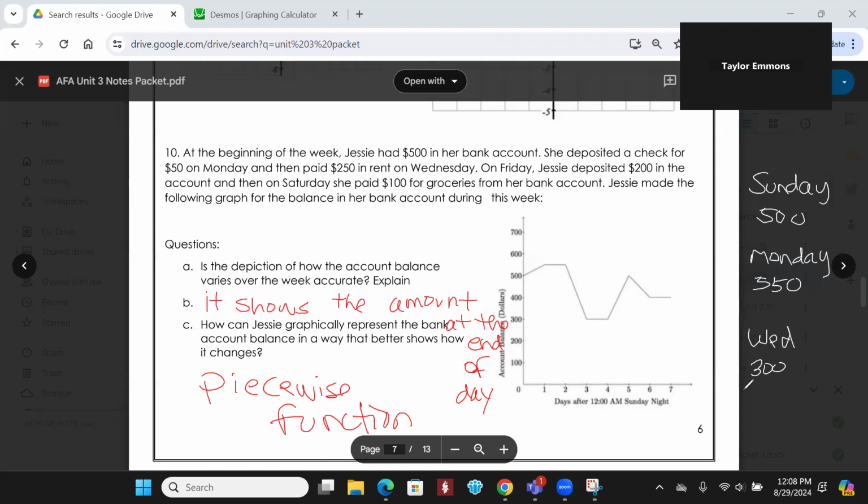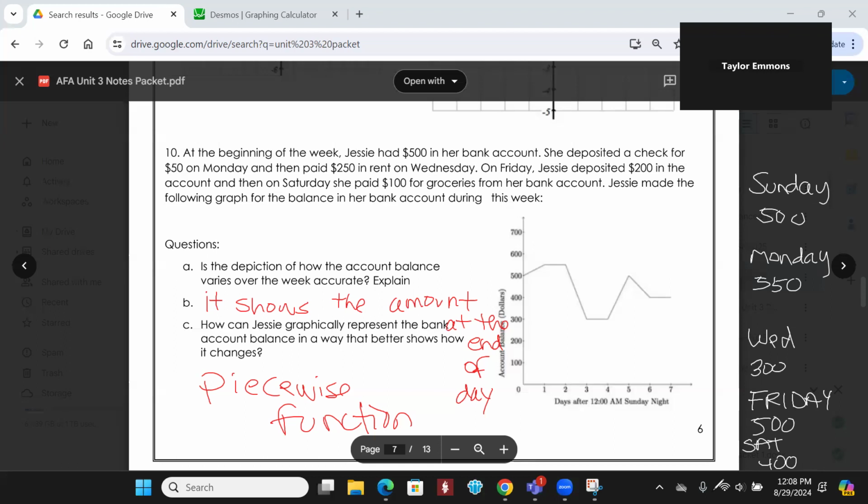Then she deposited $200 in her account on Friday, right? So she got more money on Friday. So how much did she go up? She went up 200. So what's 300 plus 200? 500. And then Saturday, she went and got groceries. She spent $100. So that's down to 400. Okay, so we see that.